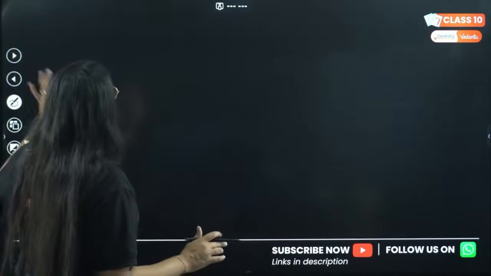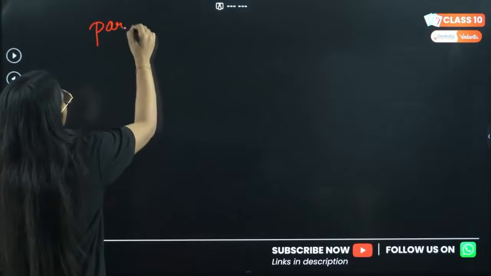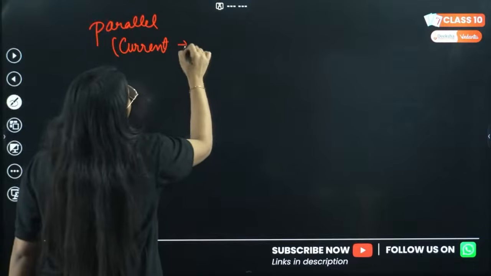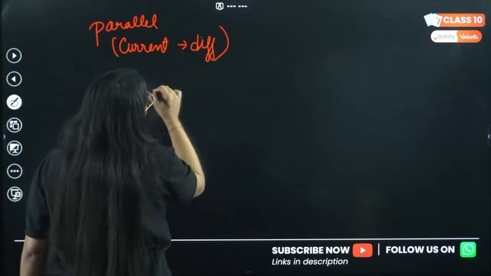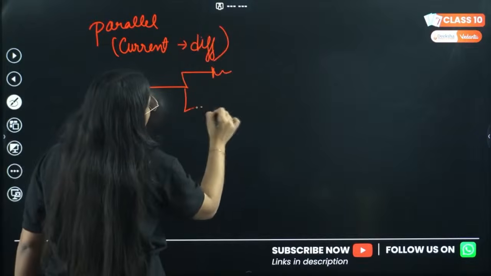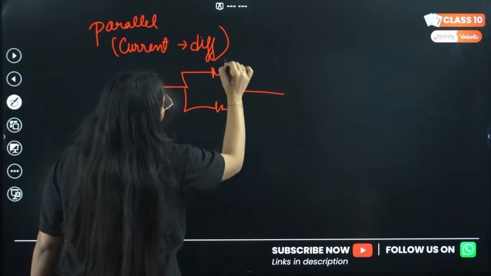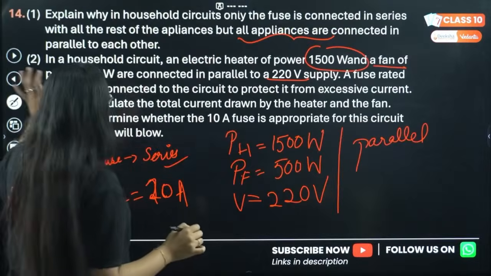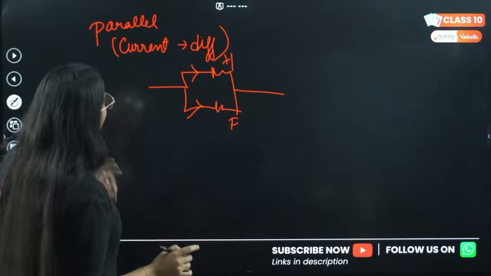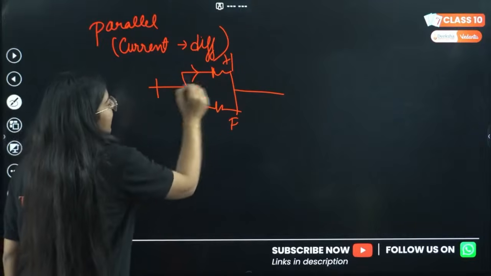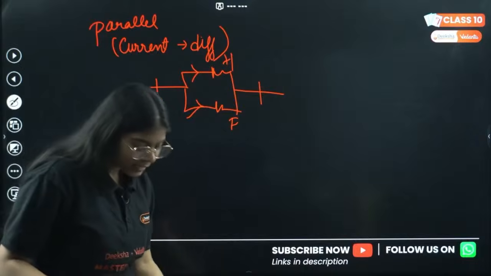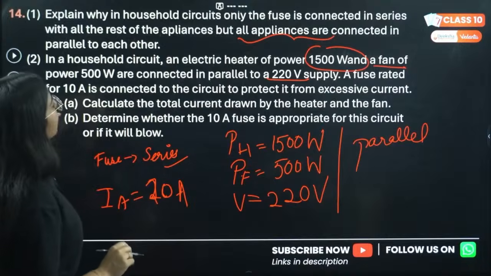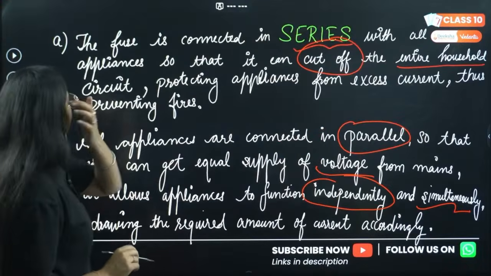Now you need to understand one thing. This is a parallel combination, and in a parallel combination the current is different. So if this is my heater and this is my fan and they are connected in parallel, each will be getting different current. What we are given is their individual power, but both of these will be getting the same voltage. Correct? We need to find the total current drawn by the heater and the fan.